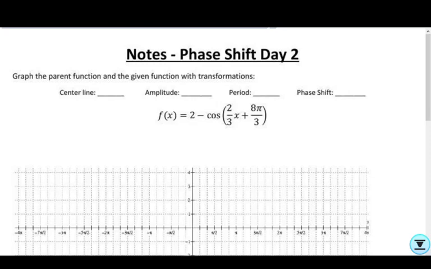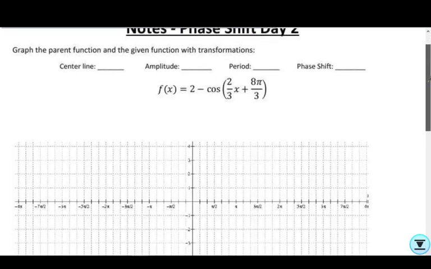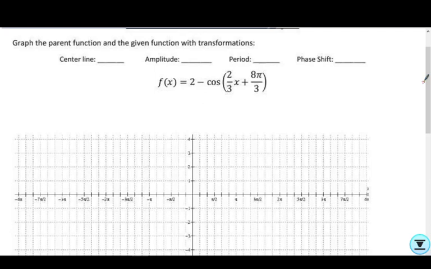All right, so we'll practice another phase shift problem. Just like we've been doing, this is just adding one step to everything that we've been doing. This looks just like the notes and the practice problems we've been doing. See, I have the spot for the center line, the amplitude, the period, and the phase shift now.